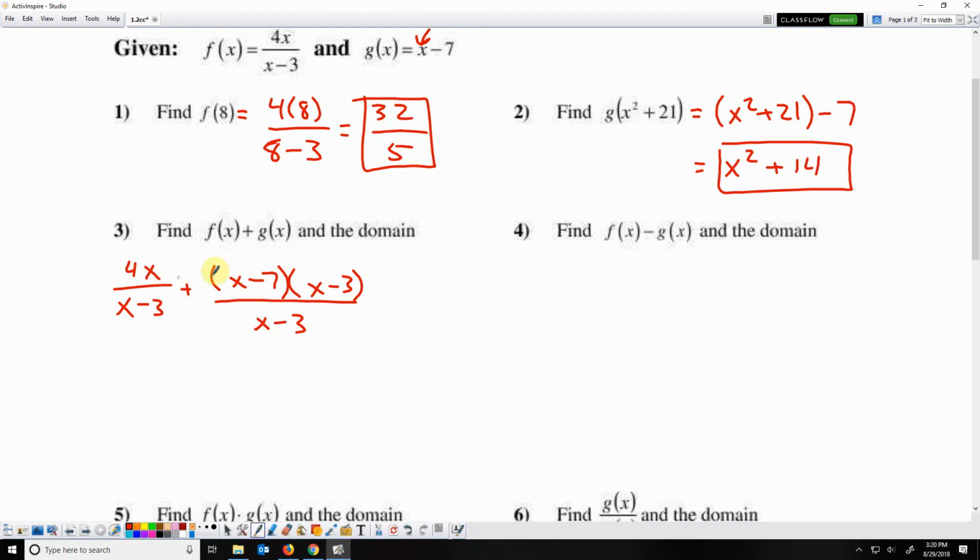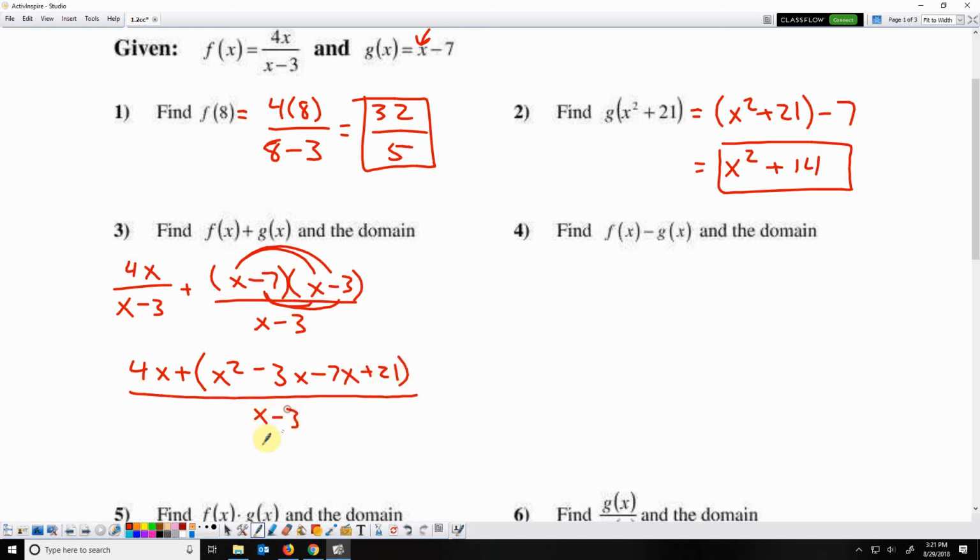So we can combine everything we need, all our like terms on the numerator, and put it over that denominator of x minus 3. So we've got 4x plus x squared minus 3x minus 7x plus 21 all over x minus 3.